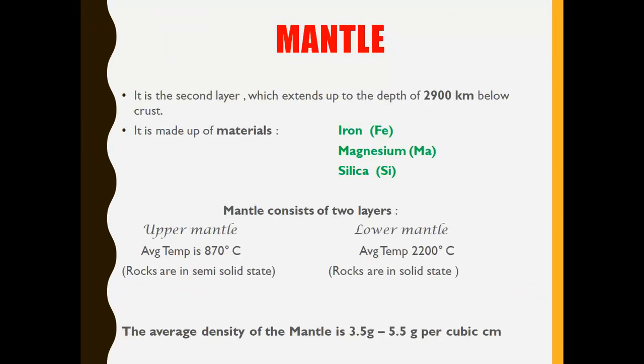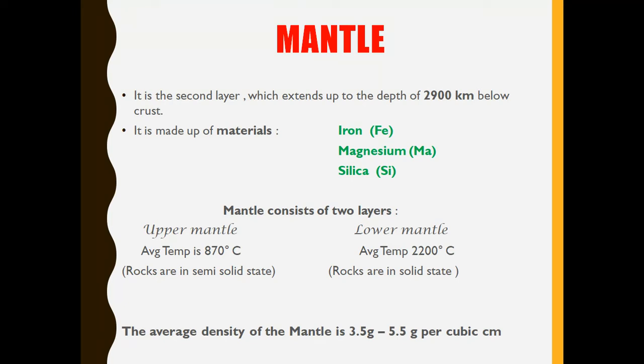Right. The second layer, which is the middle, the mantle. Now, this layer extends up to the depth of 2,900 kilometers below the crust. This is made up of three materials: silica, magnesium, and iron. Mantle also consists of two layers, the upper mantle and the lower mantle.